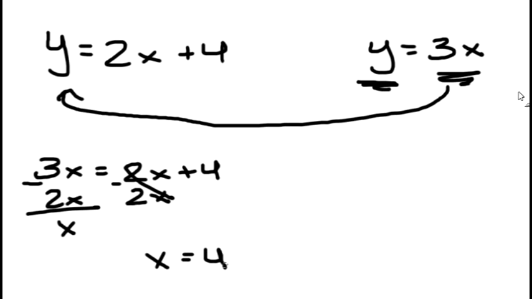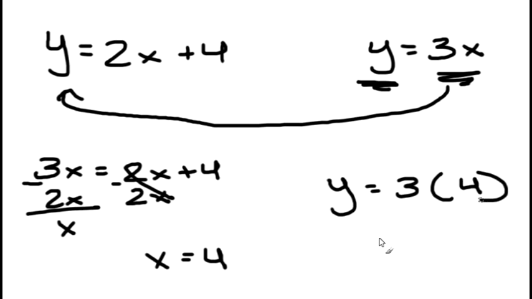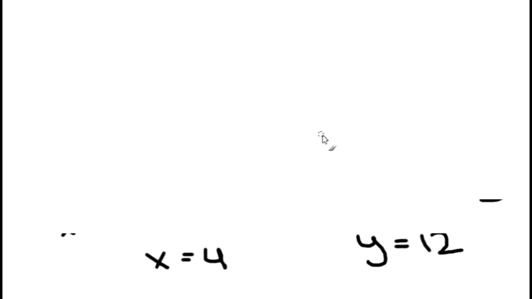Then you take that x is equal to 4 and plug it back into one of the equations. In this case, let's just use y is equal to 3x. So you plug in 4 for x, and you get y is equal to 12. So the solution to this system of equations would be (4, 12).